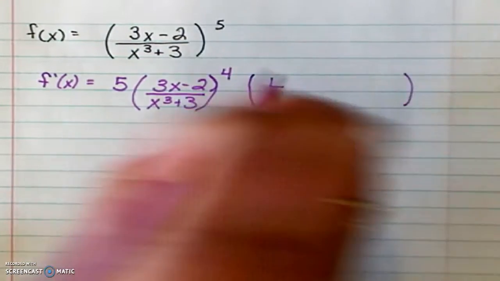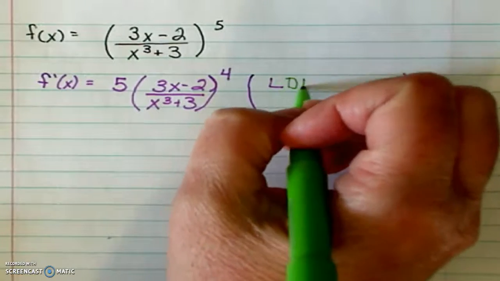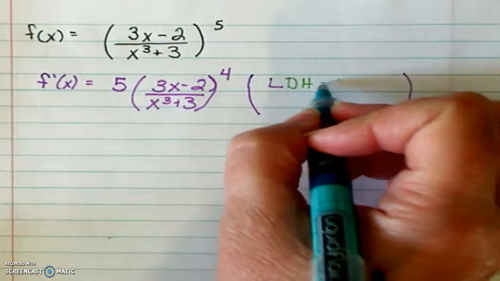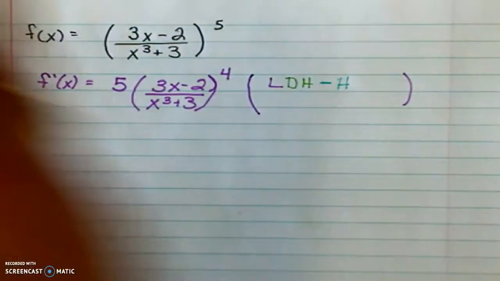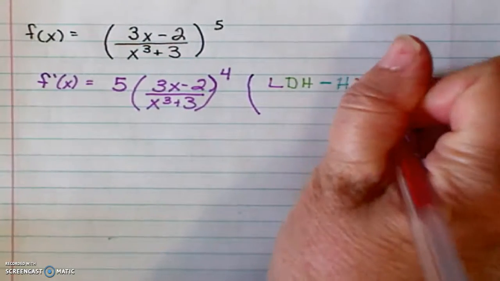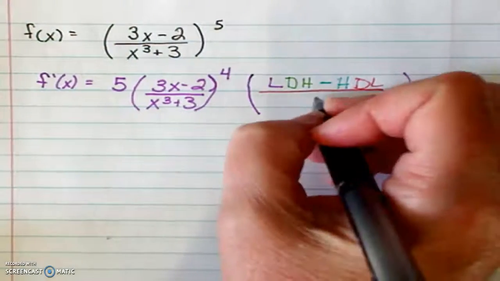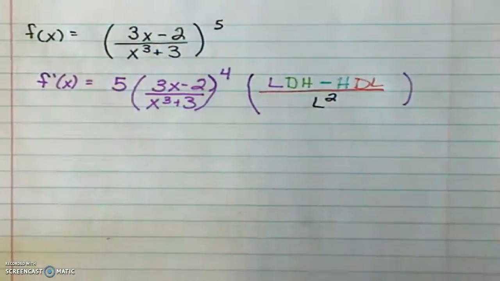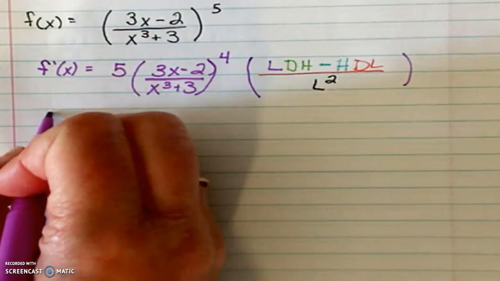And the quotient rule is low d high minus high d low all over the square of what's below. So we'll continue on with the derivative.